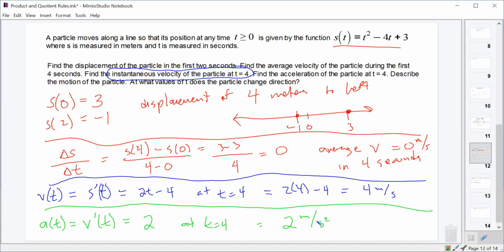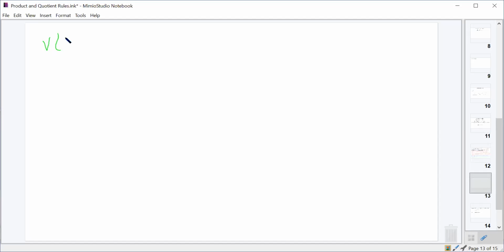So if we were asked to describe the motion of the particle, first off, we know that it was traveling in which direction to begin with? To the left or to the right? Left. To the left, right? We should know that because we went from 3 to -1, but also we could take our velocity function, v of t equals 2t minus 4, and figure out when that particle stopped going left and when it started going right, and to see when that velocity function was positive or negative.